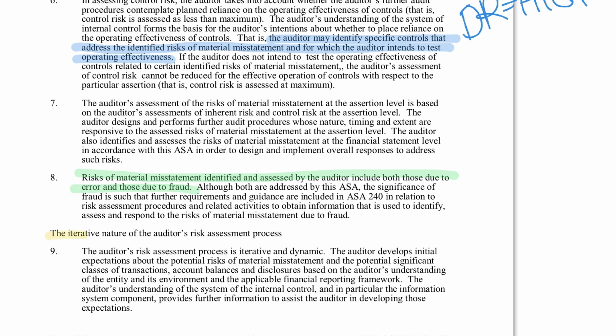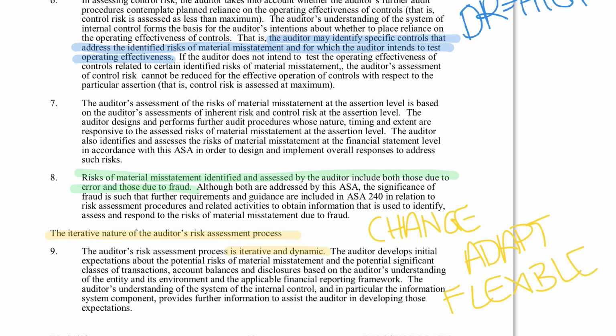But it's this section here, paragraph 9, the iterative nature of the risk assessment process. It says that our risk assessment process is both iterative and dynamic. So that means that you go through iterations. You don't just make a risk assessment once and you're done. As you gather more information, your risk assessment process needs to reflect that. And your risk assessment of the client also needs to have the possibility of change. All right? It needs to be able to adapt to new information that you find. It needs to be flexible.